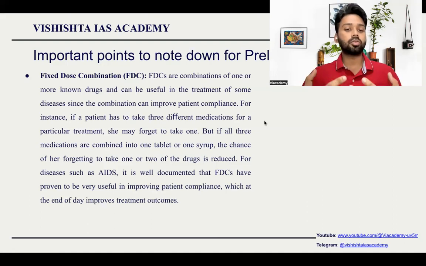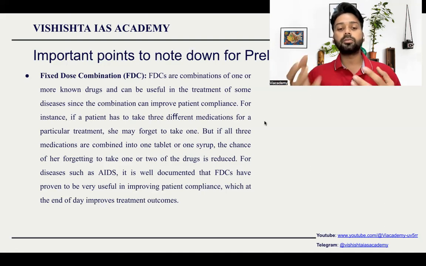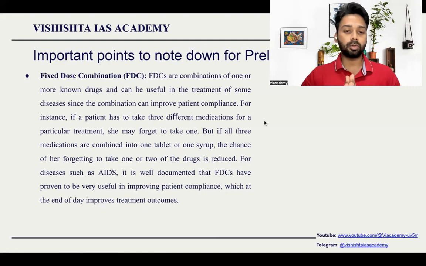So it looks like it is good. It is really good because people don't have to spend a lot of money on 3 different medicines. Instead, they can have one single dose. And it will be easy to carry. It will be easy for consumption. People will not miss their drugs.